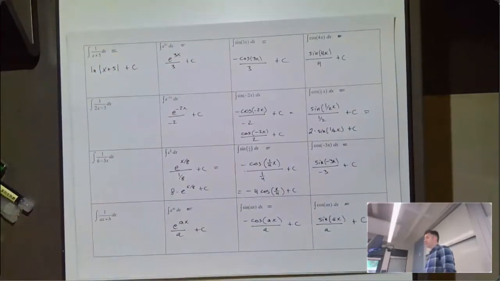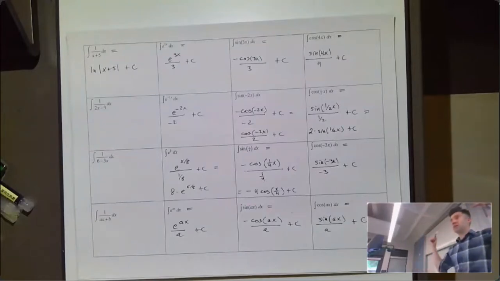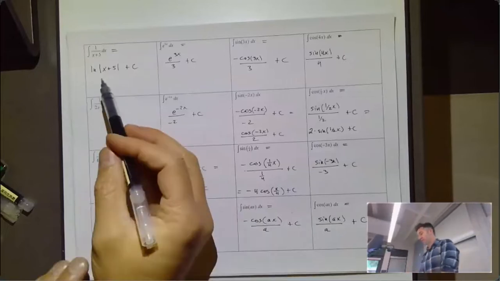And that works because what's the derivative of the natural log of x plus 5? Or I should say, what's the derivative of the natural log of some stuff? It's 1 over the stuff times the derivative of the stuff. And what's the derivative of the stuff in this problem? Just 1. So it works. The derivative of this is 1 over x plus 5 times 1.